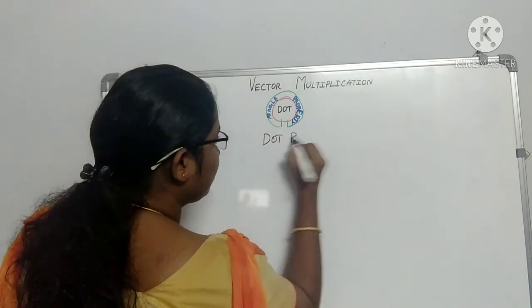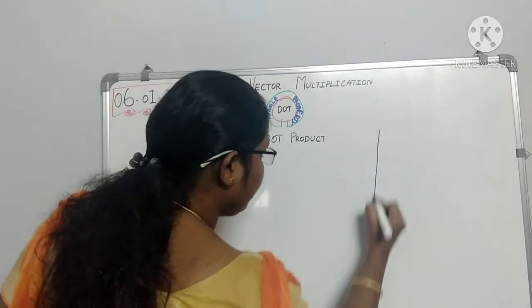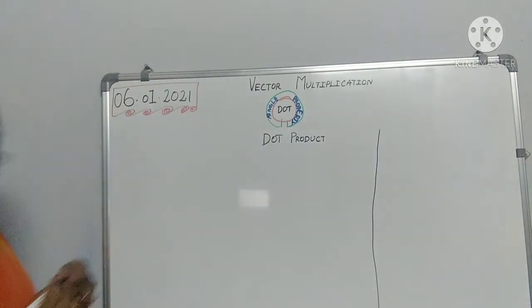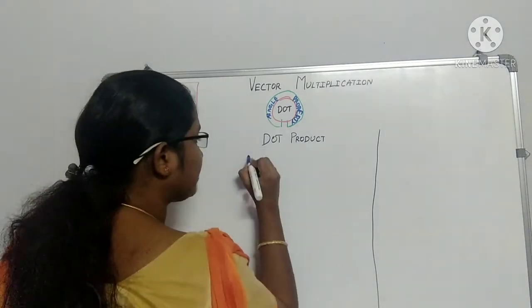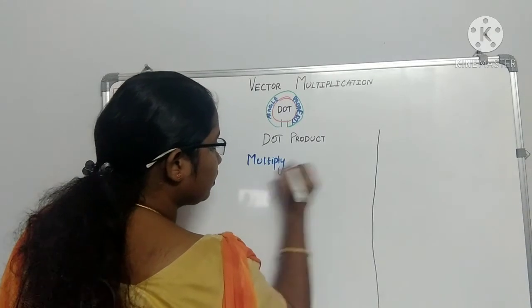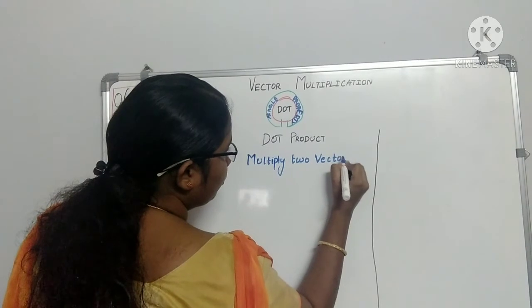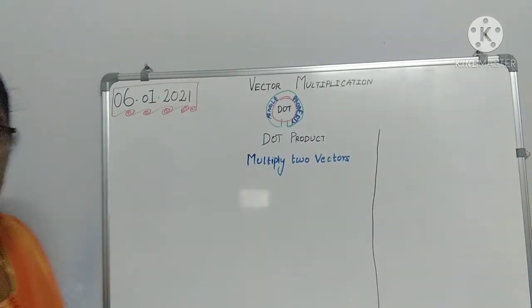First topic, dot product. Dot product is used to multiply two vectors. Multiply two vectors.